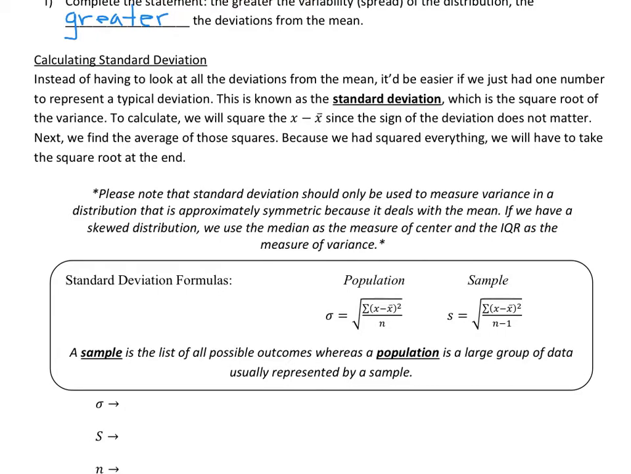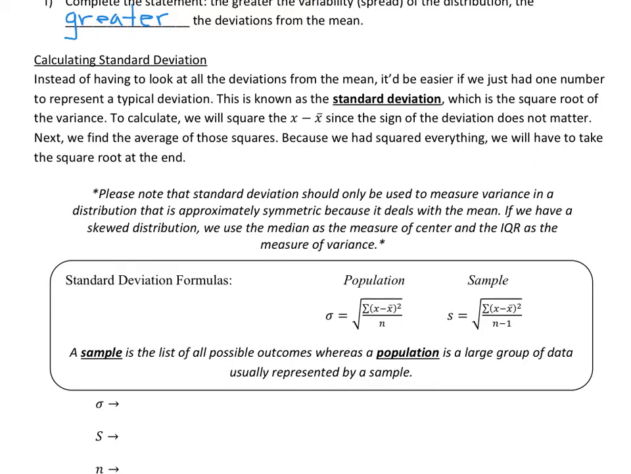Calculating standard deviation. Instead of having to look at all the deviations from the mean, it'd be easier if we just had one number to represent a typical deviation. This is known as the standard deviation, which is the square root of the variance. To calculate, we will square the difference of x minus the mean, since the sign of the deviation doesn't matter. Next, we'll find an average of the squares of those numbers. And then because we squared everything, we have to reverse it by taking the square root. It sounds complicated, but let's just take it step by step.